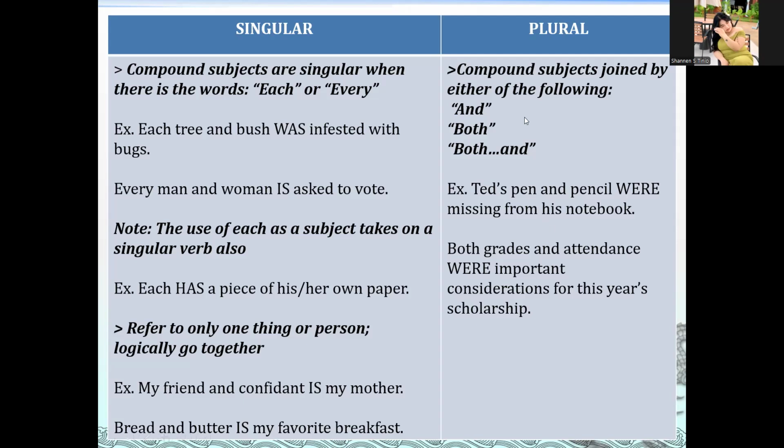All right. So here we have the word both. Both grades and attendance were important considerations for this year's scholarship. So both speaking and writing subtests in your IELTS require you to be competent in grammar. So I said, both speaking and writing require. Ginawa ko siyang plural kasi wala siyang S. Pag verb, walang S, plural siya. Okay? Require you to be competent in grammar.